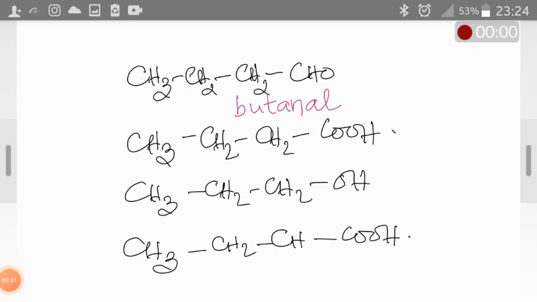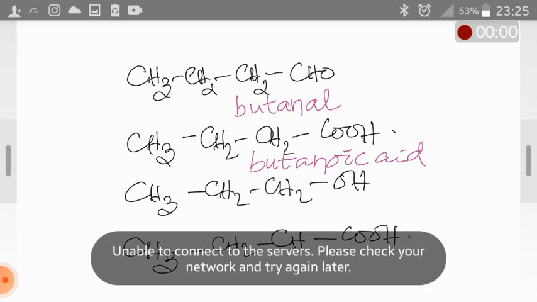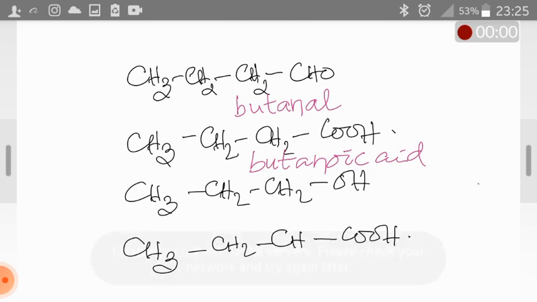And the next one is a carboxylic acid. There are 4 carbon atoms, so here also you are supposed to write but, it is butan, and you need to add oic acid. Then here there are only 3 carbon atoms, so you are supposed to write prop. So propan, the e must be replaced with ol, propanol.